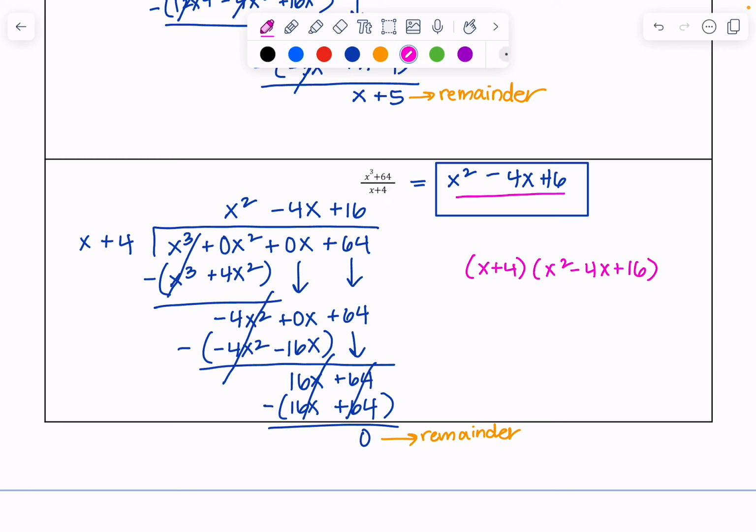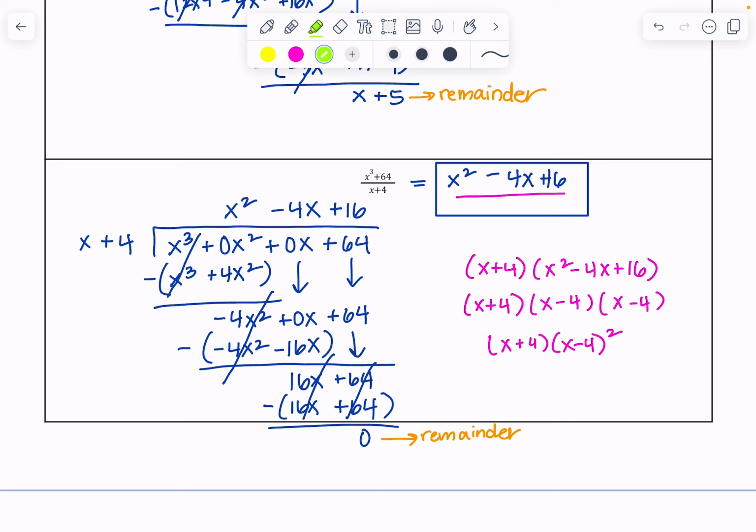Okay. And then just for the sake of factoring, which is what we're going to be doing in a couple of videos, I did want to show you that this continues to factor into x times x minus 4 times minus 4. And then the best way to write it would be x plus 4 times x minus 4 squared. So we're just continuing to factor that. For the sake of this problem and the directions we were given, this right here would be our final answer.